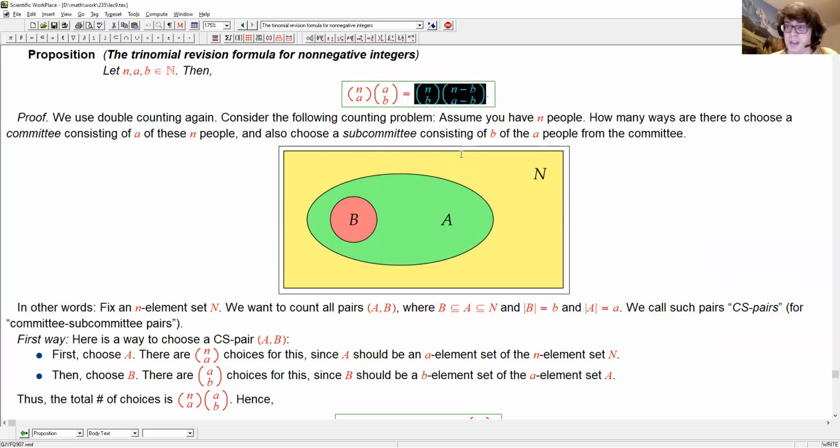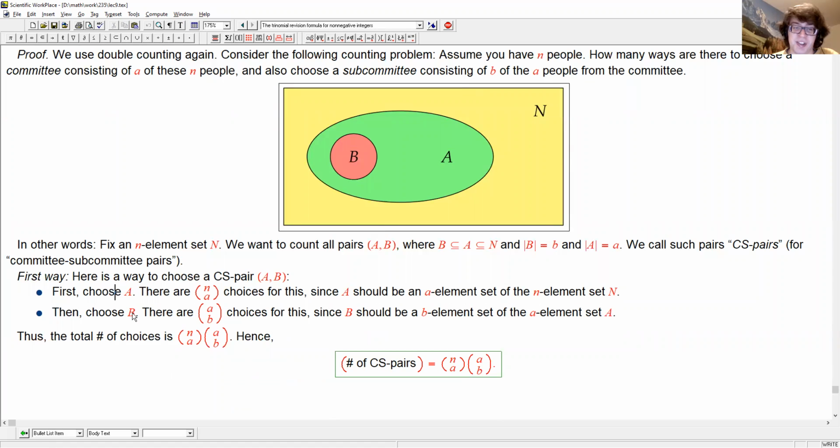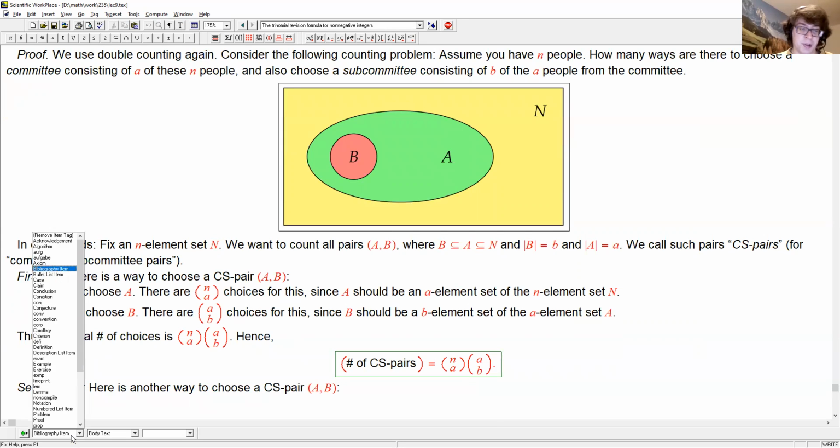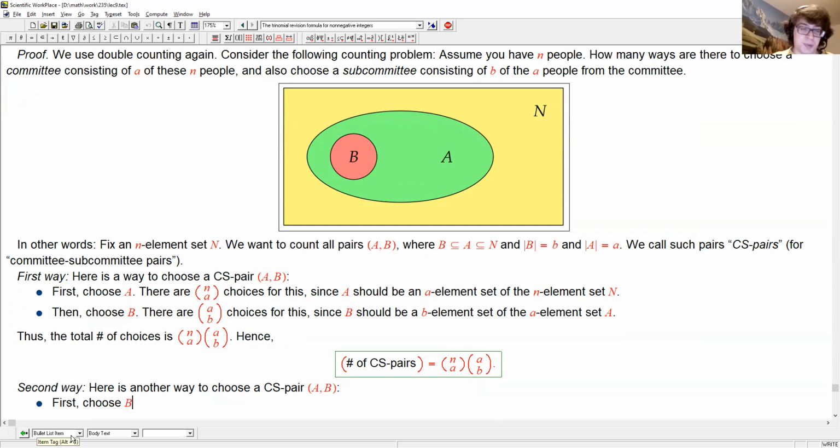How do we now get this other answer? Obviously, n choose b is the number of ways to choose B. So it looks like we should be doing the same thing, except we start with B, not with A. So let's choose the subcommittee first, and then choose the committee around it. Here is another way to choose a CS pair A, B. This time we go inside out. We begin with B. Choose B. There are n choose b choices for this, since B should be a b-element subset of the n-element set N.